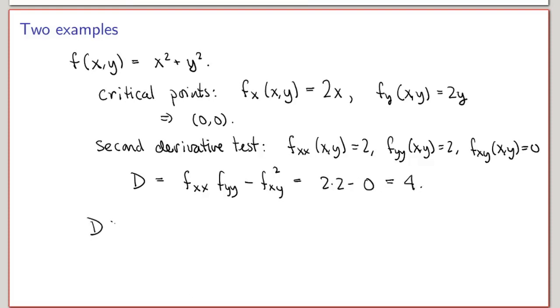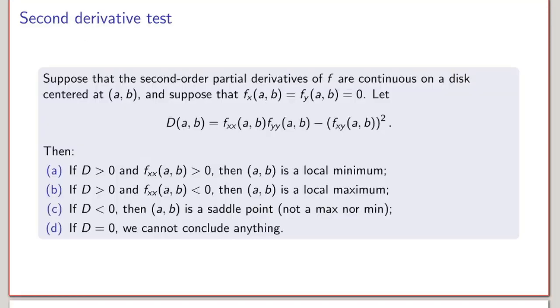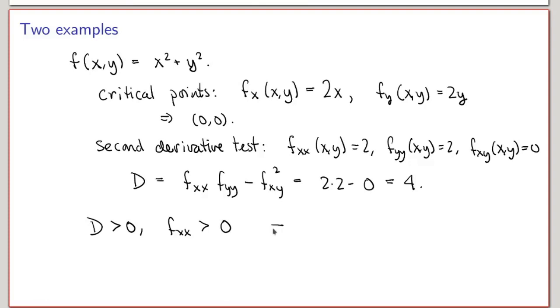So I am in the case where D is greater than 0 and f_xx is also greater than 0. If I look back at the statement of the second derivative test, I am in case A. So I can conclude that the origin is a local minimum for the function. And indeed, this is true because the function is always positive. If I look at any point near the origin, the value of the function will be greater than or equal to the value of the function at the origin, which is 0. So indeed, the origin is a local minimum.